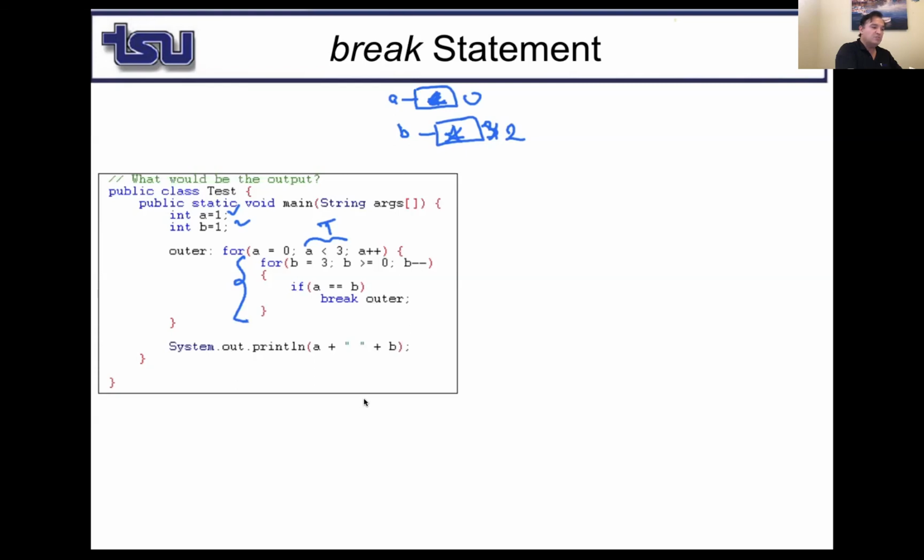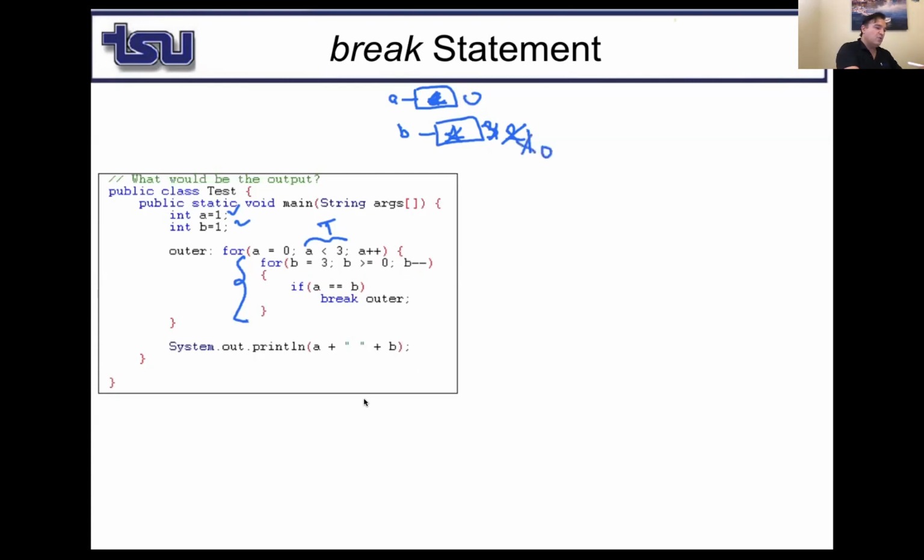But is 0 equal to B? No. I will decrease B by 1 again. Is 1 bigger than or equal to 0? Yes. But A is 0, B is 1. This is not true. I will decrease B by 1 again.